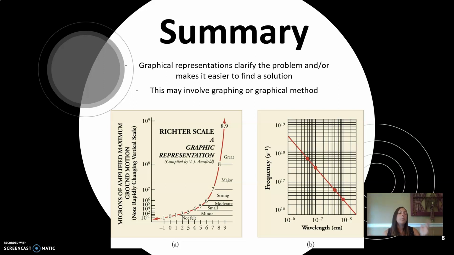So I hope you enjoy graphical analysis as much as I do. And that pretty much sums up chapter 26.